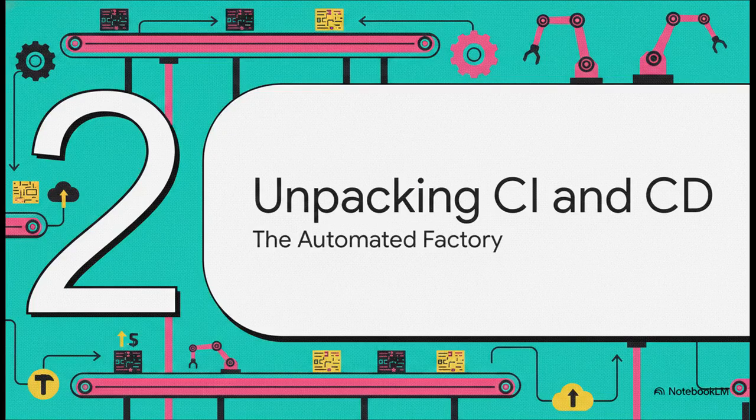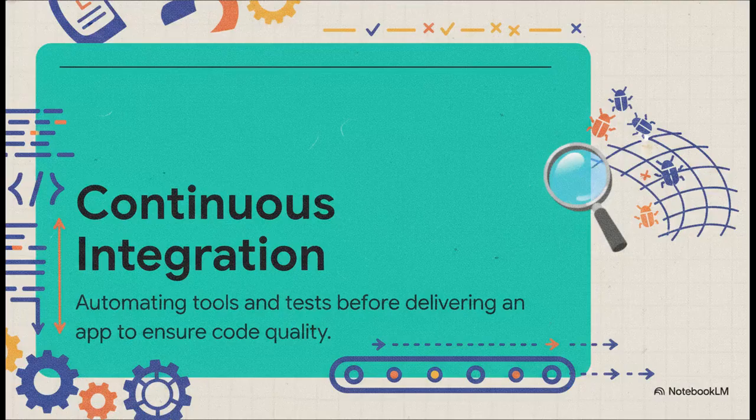Which brings us to Section 2, unpacking CI and CD, or as I like to call it, the automated factory. First up, the CI, continuous integration. Think of this as your automated quality control station. Instead of crossing your fingers and hoping for the best, your raw code is rigorously tested the absolute second it's submitted. It's all about ensuring top-notch quality before that code moves an inch forward.